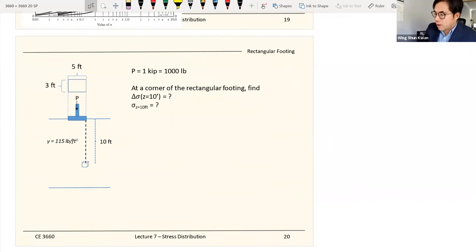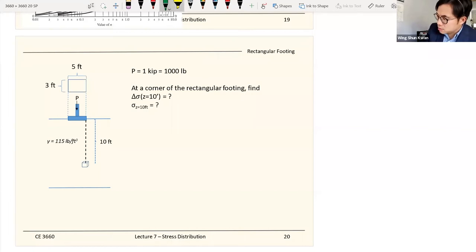This problem is very similar to the one that we have been working on. The same soil profile at the same depth. The soil has a unit weight of 115 pounds per cubic feet, at a depth of 10 feet down to your footings. And one more time, this method only works at the corner of the footings. So that's why we are finding the stress at the corner of the footing only.